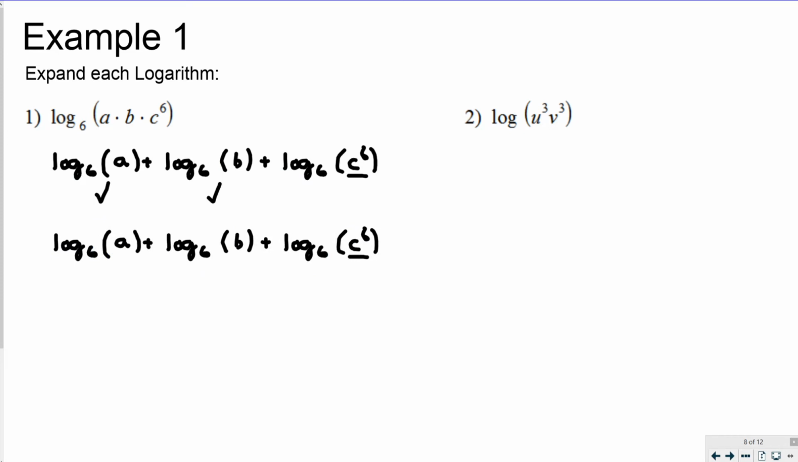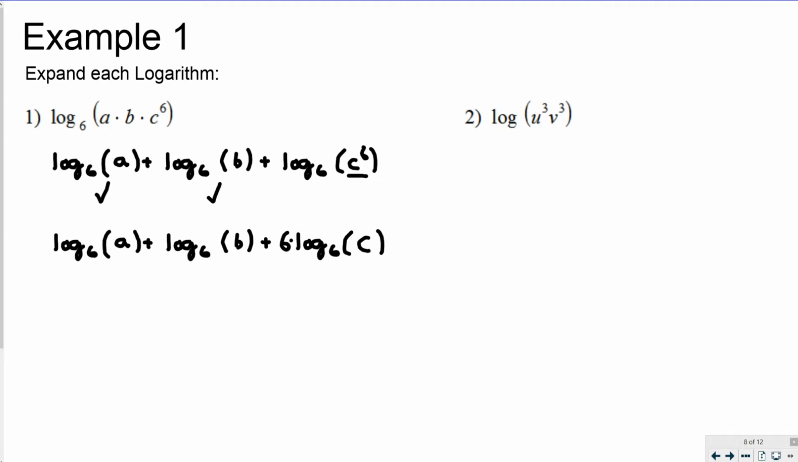And instead of c to the 6th power, what we are going to do is use the power rule to kick that 6 out front. So it's going to be 6 times log base 6 of c. And then these are all considered expanded and simplified. So let's take a look at another one.